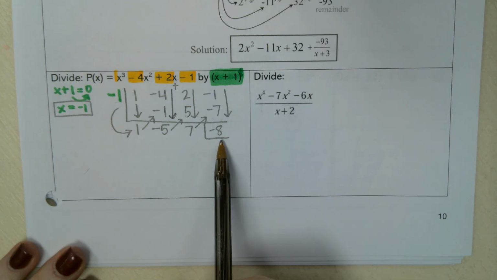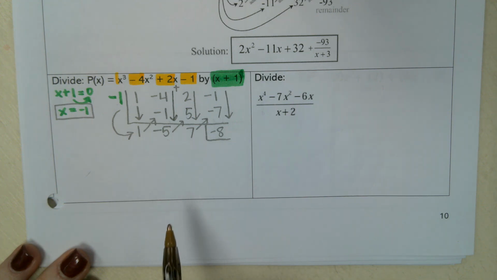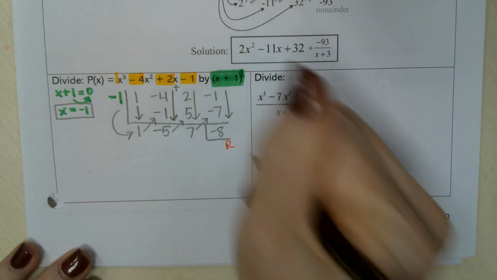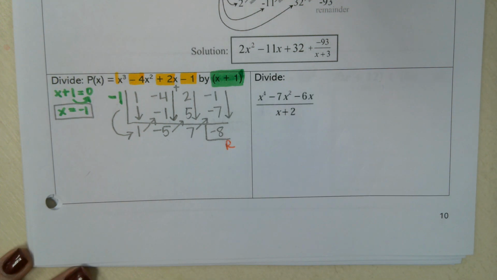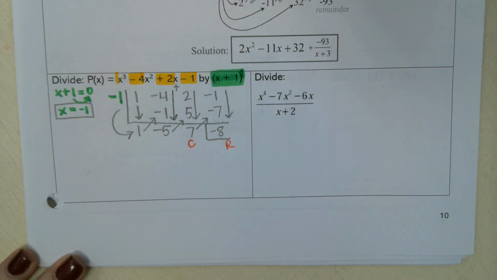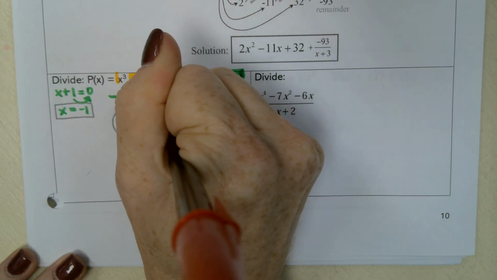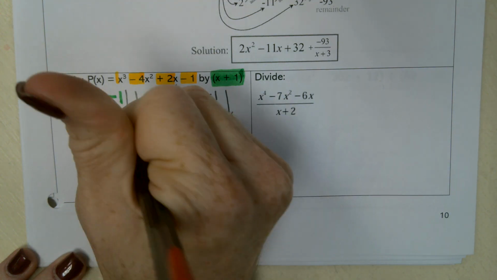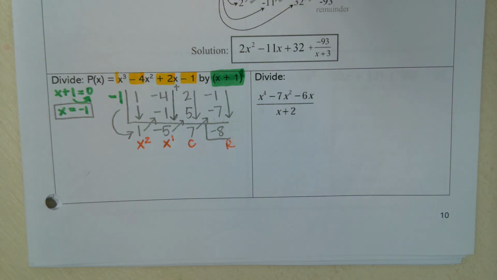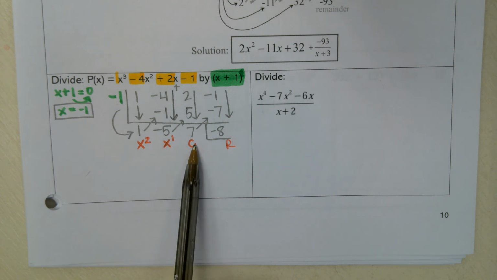Now, this right here gives me the coefficients of my divided polynomial. It's the coefficients of my quotient. This right here is my remainder box. So -8 is my remainder. This 7 is going to be my constant. The -5 is my x to the first power term, and my 1 will be x to the second power. So do you see how my powers go 2, 1, 0, remainder?